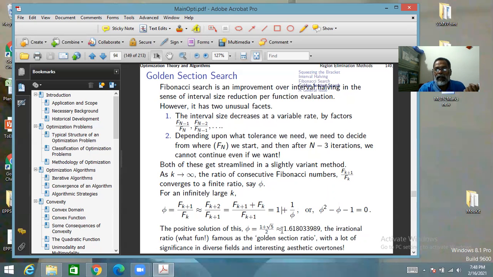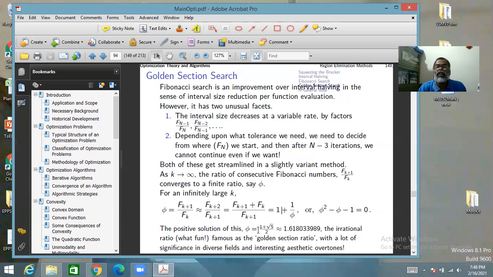And you can solve it. Of course, in the solution, one solution will be negative, the other positive. The positive solution of this one, this is an irrational number. And interestingly, though irrational, it is called the golden section ratio. Okay. And this is a very famous number, golden section ratio.